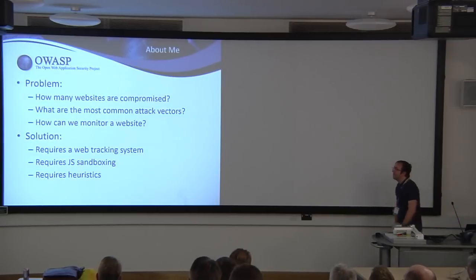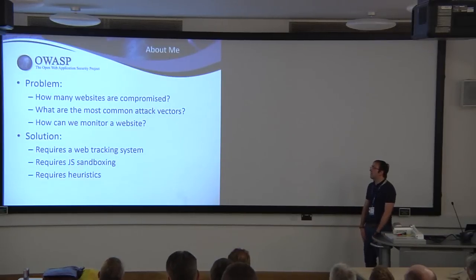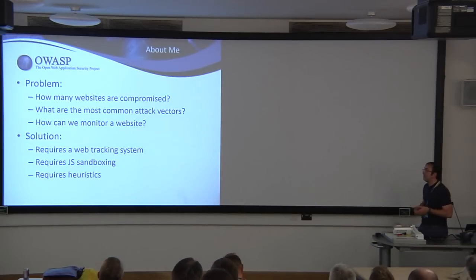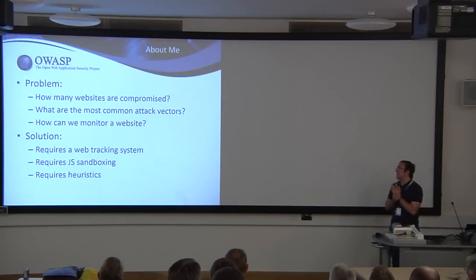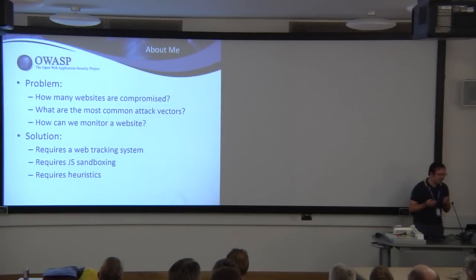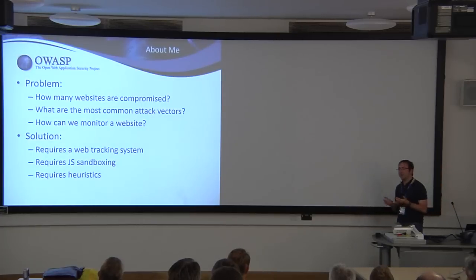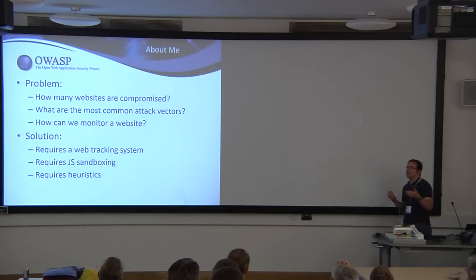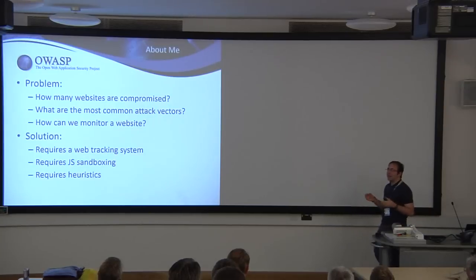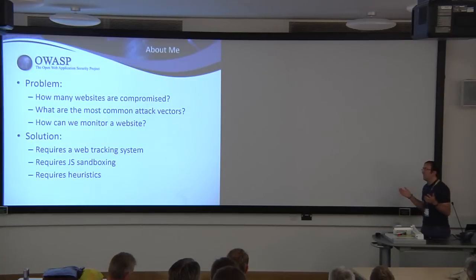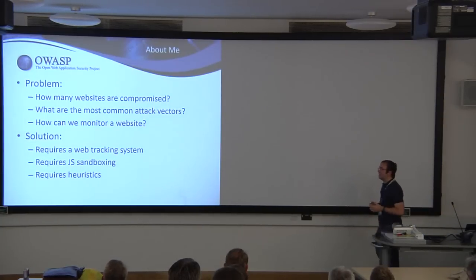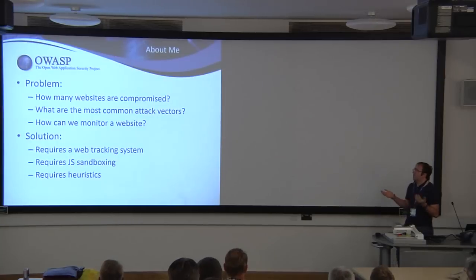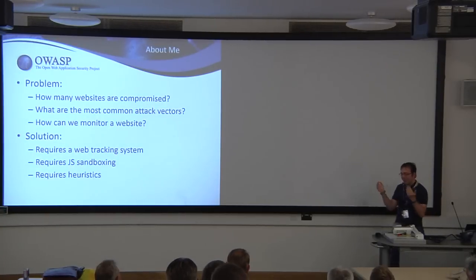The problem we want to solve is: ask yourself how many websites are compromised, lots of them, what are the most common attack vectors, and how can we monitor a website? A website can mean anything, very simple stuff. If you're a small company, you have some blogs, your front-facing corporate website, maybe an e-commerce cart, a wide variety of websites that you expose to your customers onto the web. You can buy expensive solutions from different companies to do application layer security and that kind of stuff.